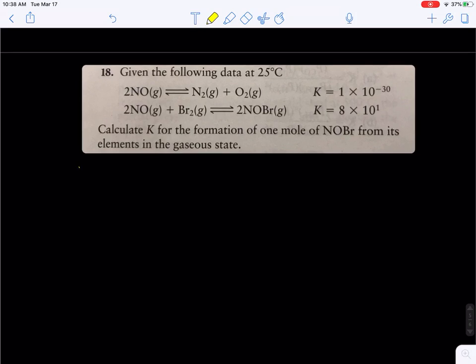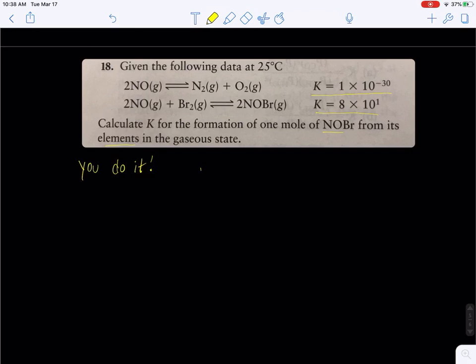Here's your problem. Okay, try this one. Given the following equilibria, we have 2 NO, nitrogen and oxygen, and we have the K here. And we have NO and bromine and 2 NOBr, and we have the K here. It says calculate KEQ for the formation of 1 mole of NOBr from its elements. So basically we want to take nitrogen, we want to take oxygen, and we want to form NOBr.